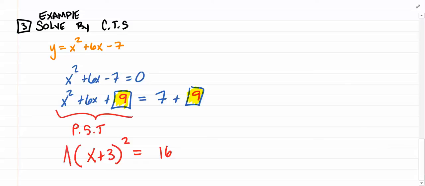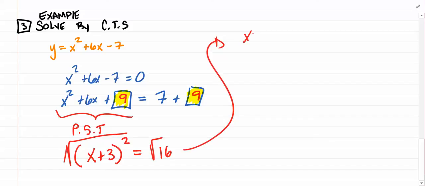So from here, we take the square root of both sides. So I'll bring this problem over here for you. So I get x plus 3 is now equal to plus or minus 4, because the square root of 16 is just the number 4. So therefore, x is going to equal plus or minus 4, and then subtract 3 from both sides.